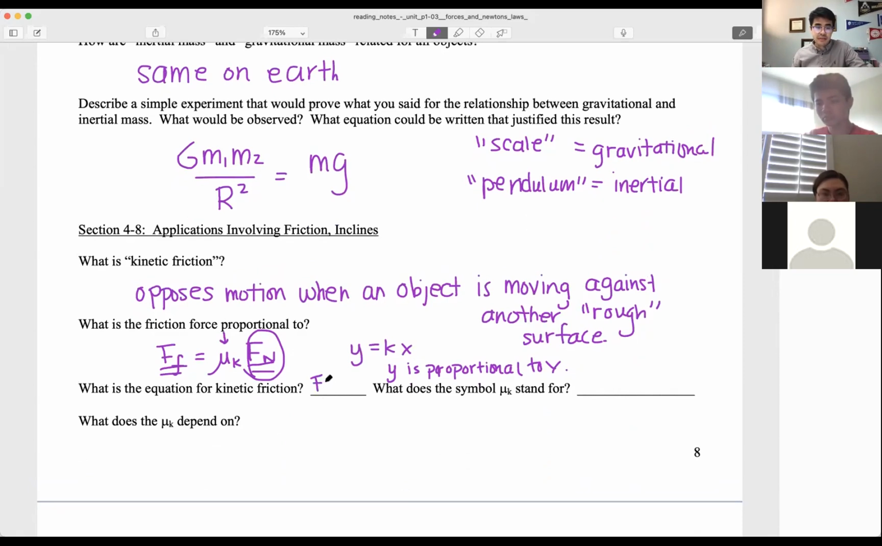So then we have FF is equal to mu k N. I'll just do N because I don't have enough space here. And then the answer for this part is normal force. The mu k stands for the coefficient of kinetic friction, right? And what does the mu k depend on?